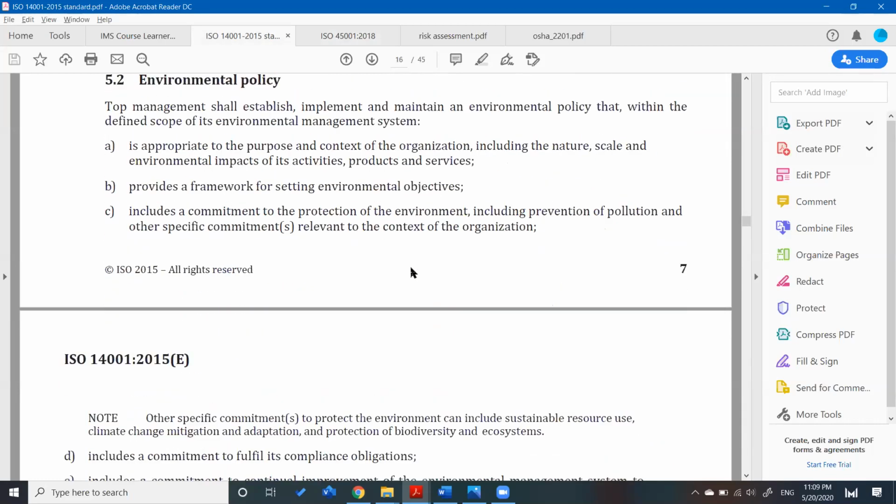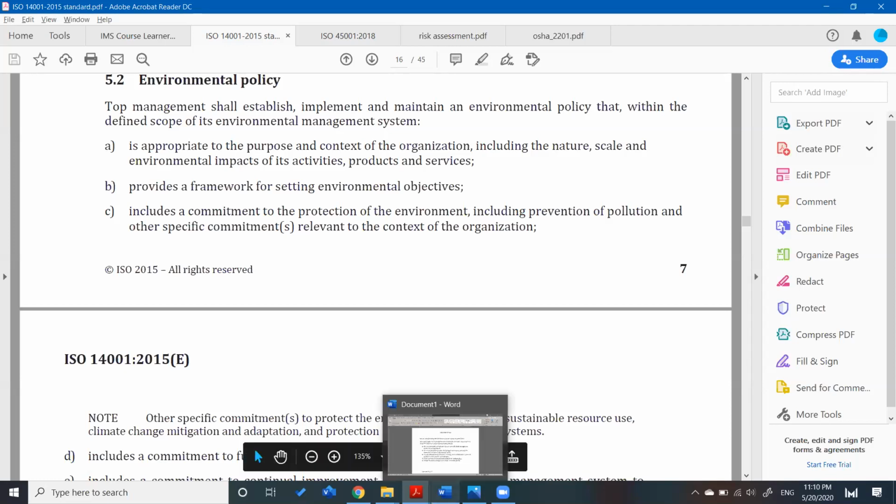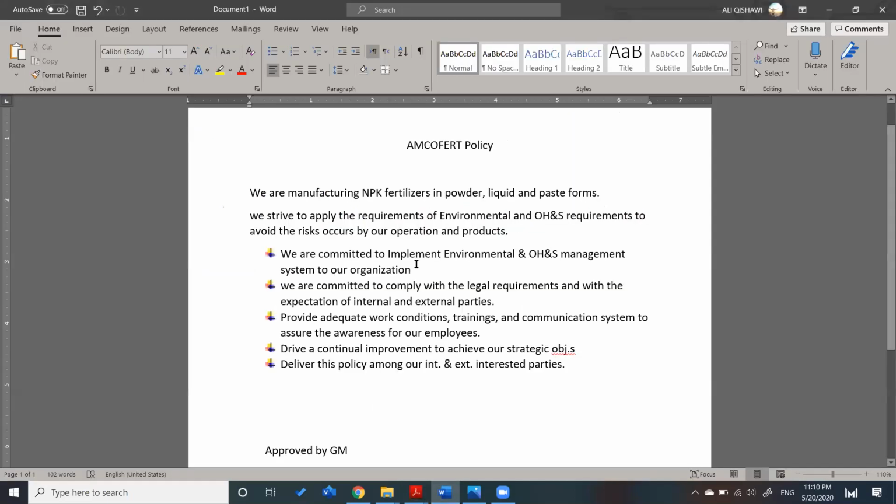So you can see in the policy, it's clearly written that it includes a commitment for the protection of the environment, including prevention of pollution and other specific commitments relevant to the context of the organization. If you see the first point, we have written, it is not actually this one, but it is covering somehow this one. We are committed to implement environmental and OHS management system in our organization.